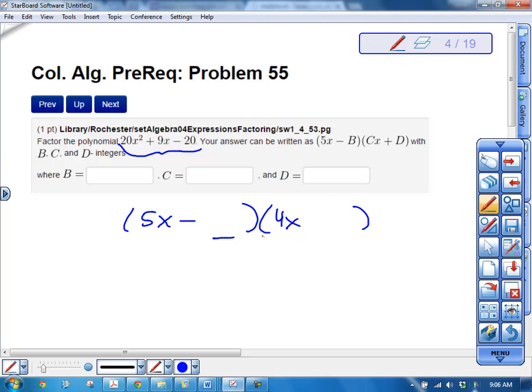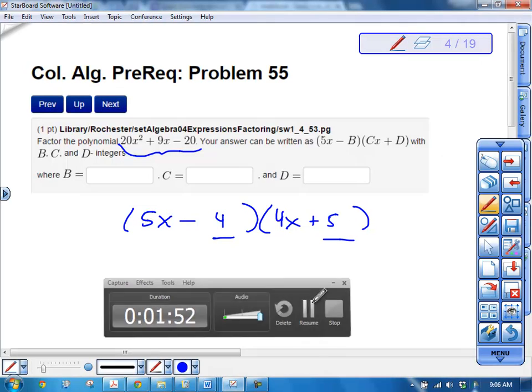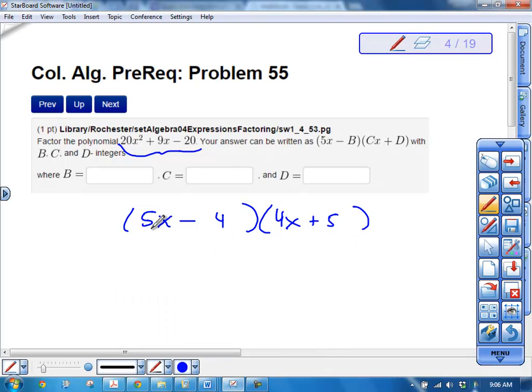And so now I only need to guess and check on these two. So what two things multiply together to be negative 20? I'll try 4 and 5 first and see if that works. And it looks like that works. So when you multiply this out, the middle terms become 25x, and the other middle terms minus 16x, which gives you that 9x that we need in the middle. So this is the right factorization. They want b is 4 then, c is 4, and d in this case is 5.